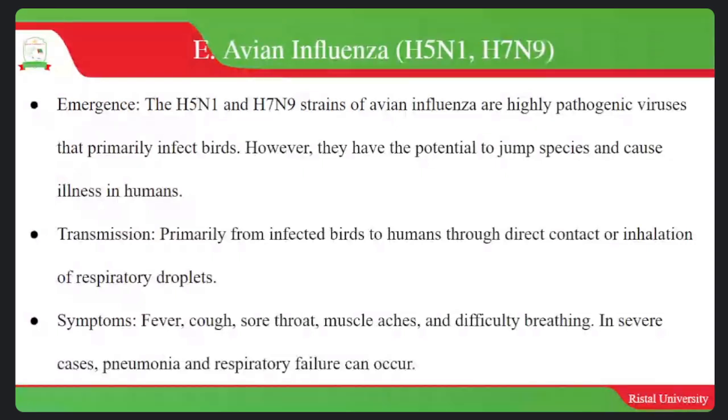So, transmission from infected birds to humans is usually the major form of transmission, either through direct contact or inhalation of respiratory droplets. And symptoms may include cough, sore throat, muscle pains, difficulty in breathing, and fevers. And in severe cases, one may get pneumonia and respiratory failure.